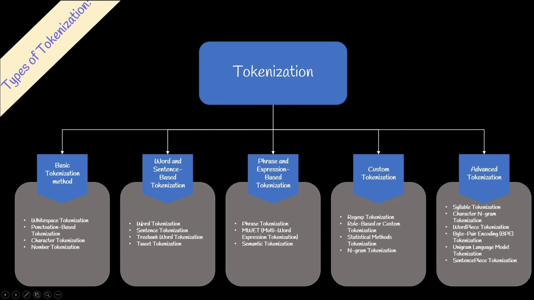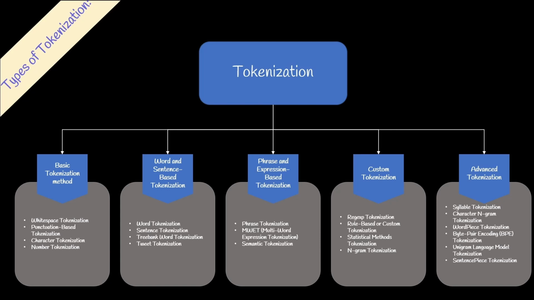In this category, we have word, sentence, Treebank word and tweet tokenization. Now, word tokenization splits the text into individual words. It handles spaces but sometimes struggles with punctuation or contractions depending on the implementation. Sentence tokenization breaks the text into sentences. This is helpful when you need to analyze sentences independently.